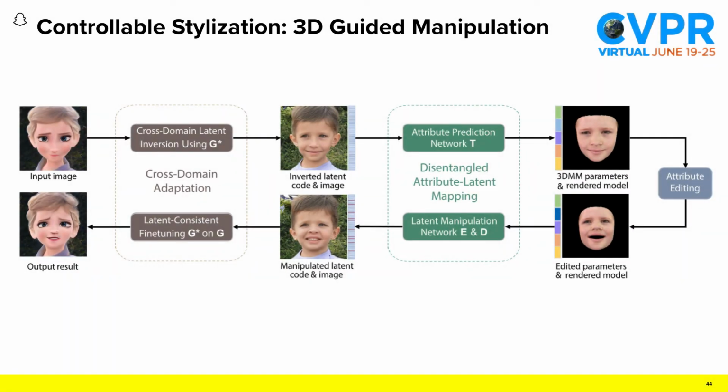The overall pipeline is shown here. Given one stylized face image, we use cross-domain latent inversion to project it to the human face domain and predict 3DMM attributes. These 3DMM attributes can be edited and mapped back to the original style space to generate the final editing results.